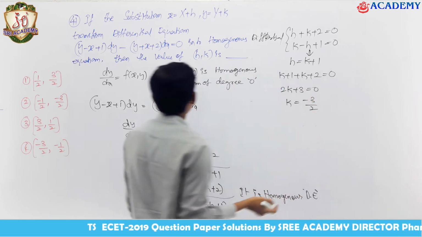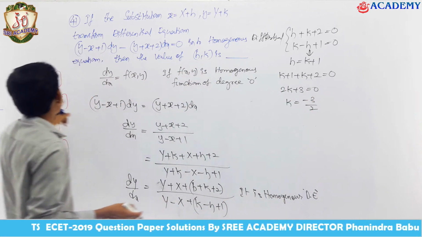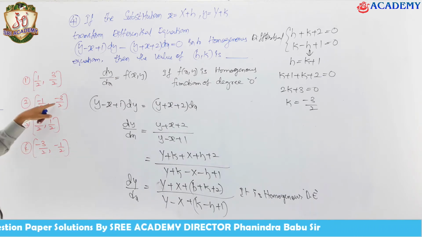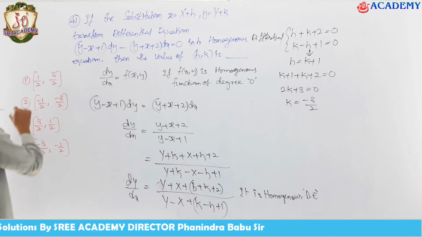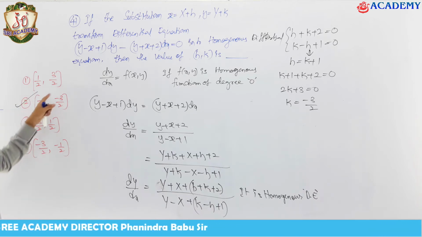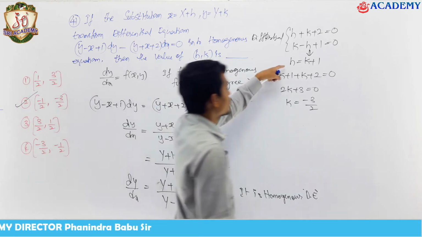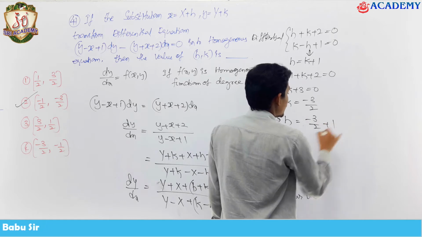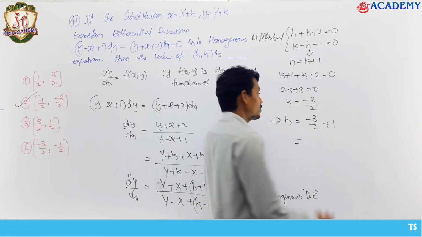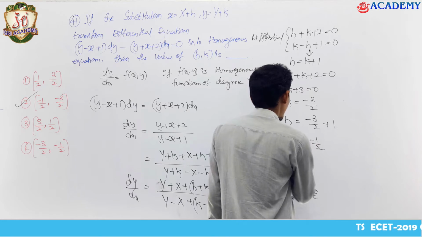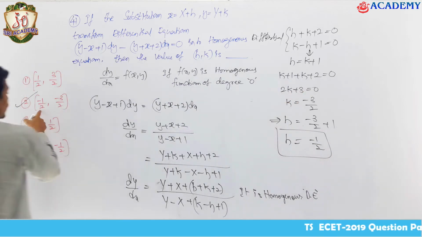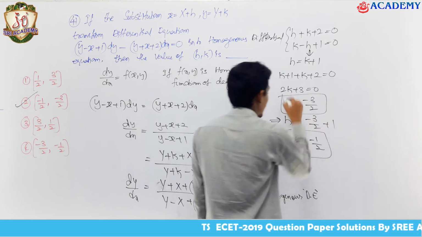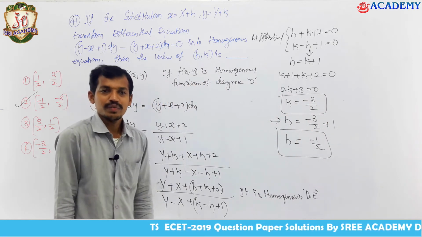By finding k only, you get the answer: in the second option the second value is going to be minus 3 by 2. That's why the answer is going to be minus 3 by 2 only. Only one is presented. You can find h also by substituting here. H equal to minus 3 by 2 plus 1. Simply, minus 3 plus 2 is nothing but minus 1 by 2. H value is minus 1 by 2. So the answer: h equal to minus 1 by 2, k equal to minus 3 by 2.